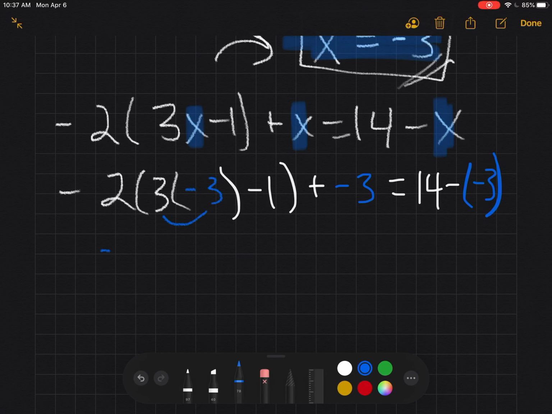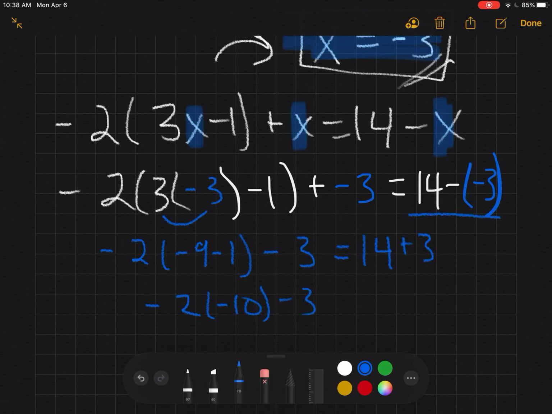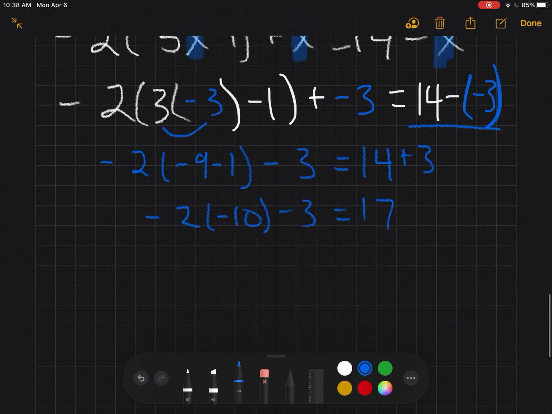And then I just simplify what I have here. So I'm going to use my order of operations. So 3 times negative 3, I'll get negative 2 times negative 9 minus 1 inside parentheses. Minus 3 equals, a negative is the same as a positive, so this becomes 14 plus 3. Then I have negative 2 times negative 10 minus 3 equals, I'll go ahead and simplify to get 17.